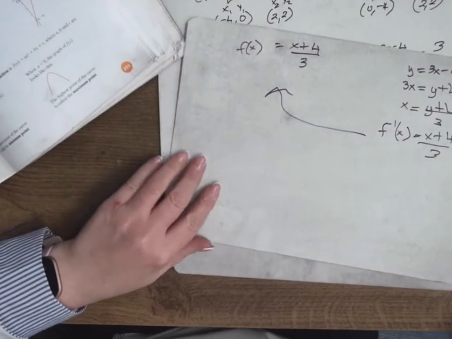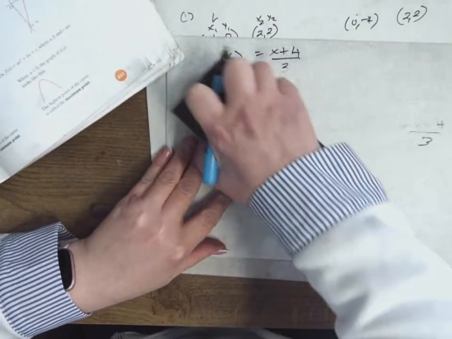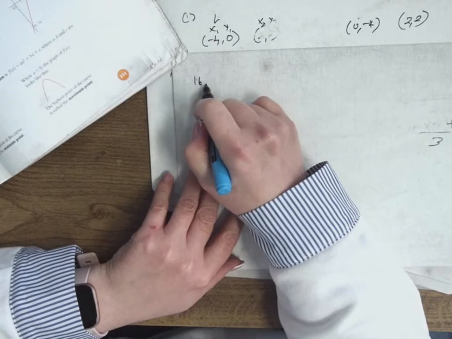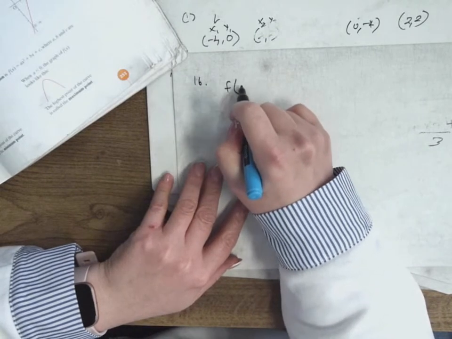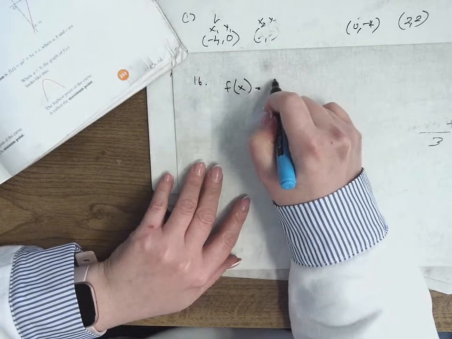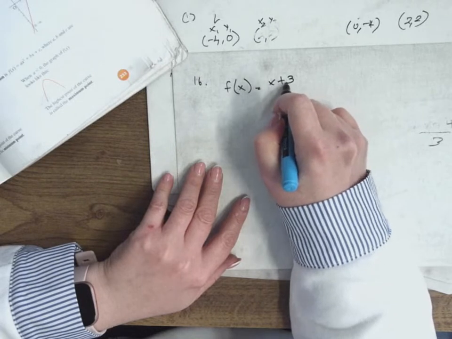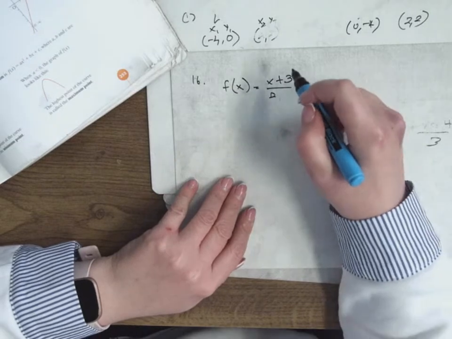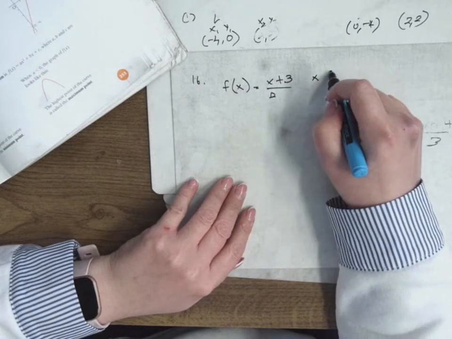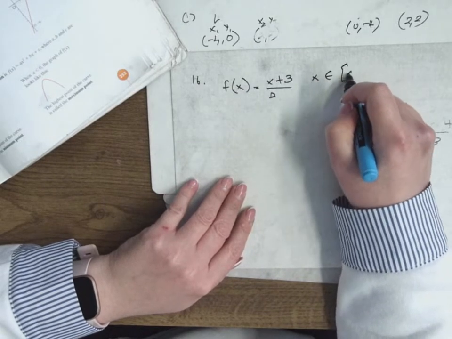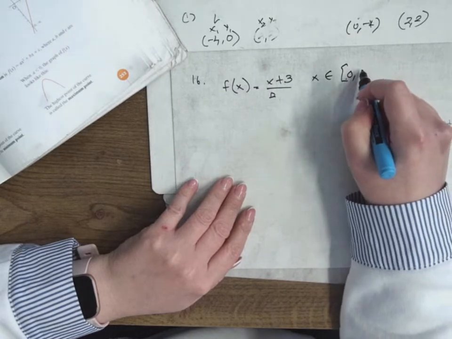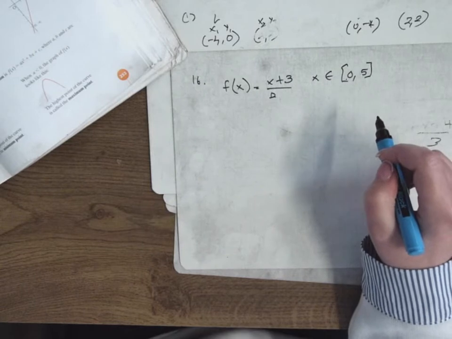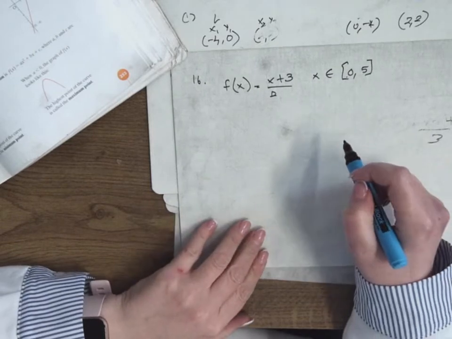Right, okay, so next one is number 16. Given that f of x equals x plus 3 over 2, x is an element of [0, 5], so that means x is an element of, that's the domain. Remember, the square brackets mean 0 is included and 5 is included. That's what the square brackets mean. Okay? Find f inverse of x.